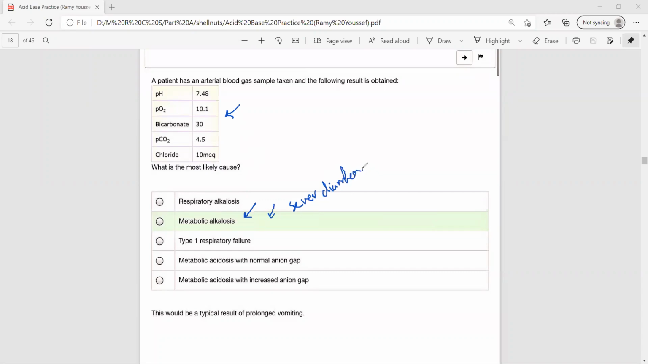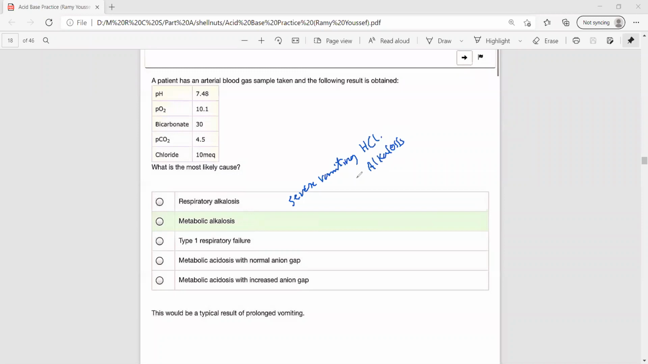So this patient has maybe respiratory. No, not this. As an example, the patient has metabolic alkalosis. The patient has severe vomiting. So the patient is losing HCl, so the patient has alkalosis.